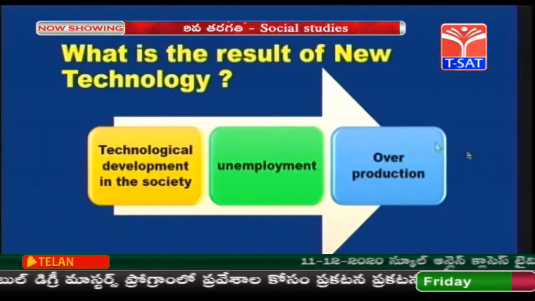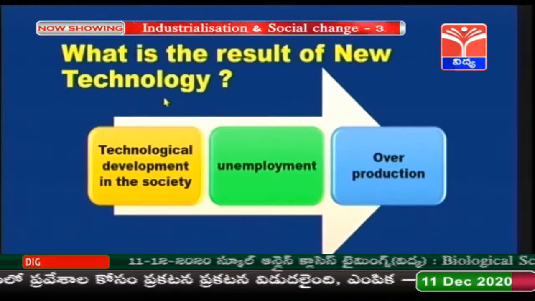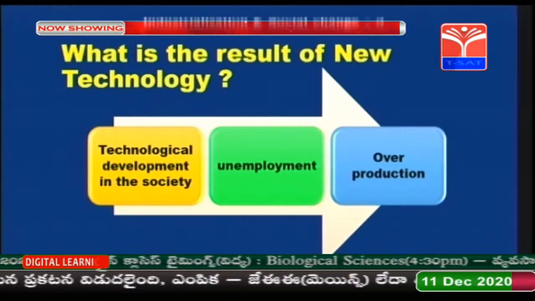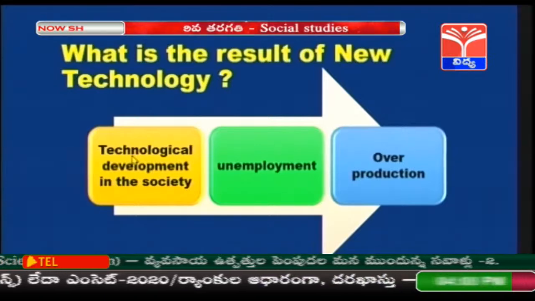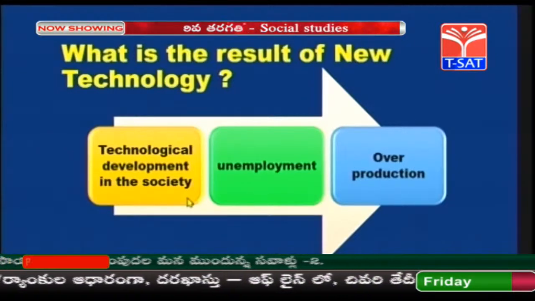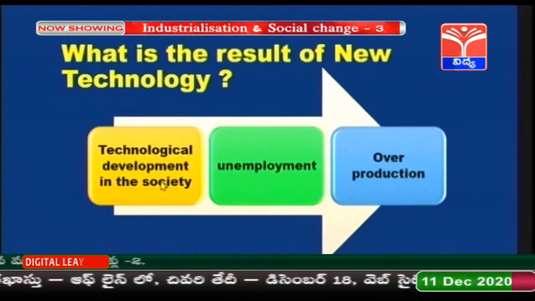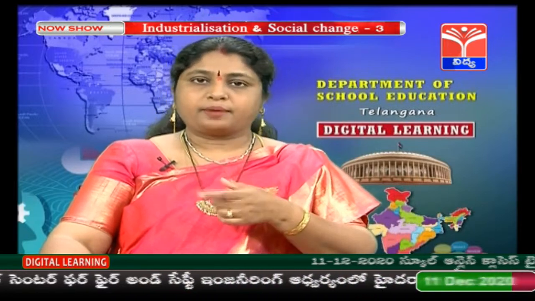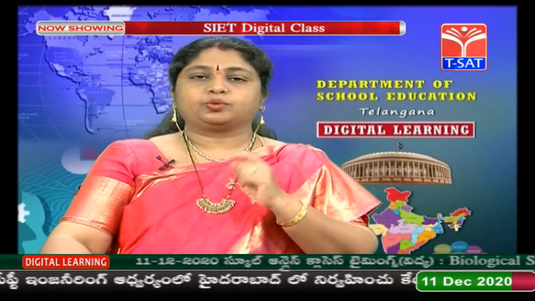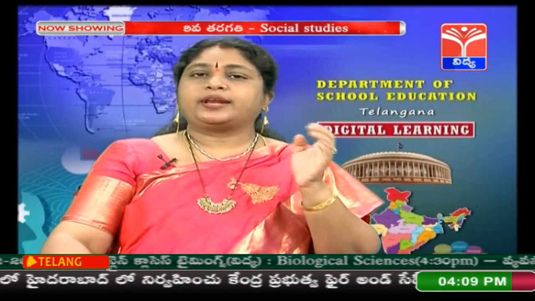Then what is the result of new technology? Did the new technology benefit the people or not? See, technological development in society has taken place because of new technology. Development is a must. Yes, it has taken place through new technology. But on the other hand, it led to unemployment and also to overproduction. So let's learn in detail how it happened.